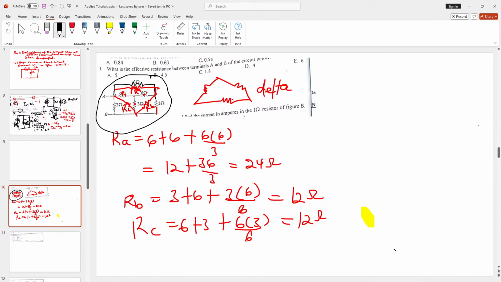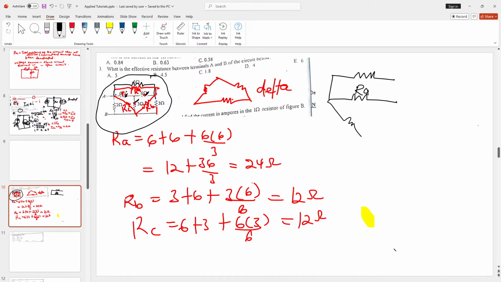Let's look at it carefully. So the 6 is still there, but right now all the resistors that were connected in star are going to be taken out because we've represented them in delta now. So we are going to have our RA. This 6 is not going to come again. This 6 is not going to come again. This 3 is not going to come again.